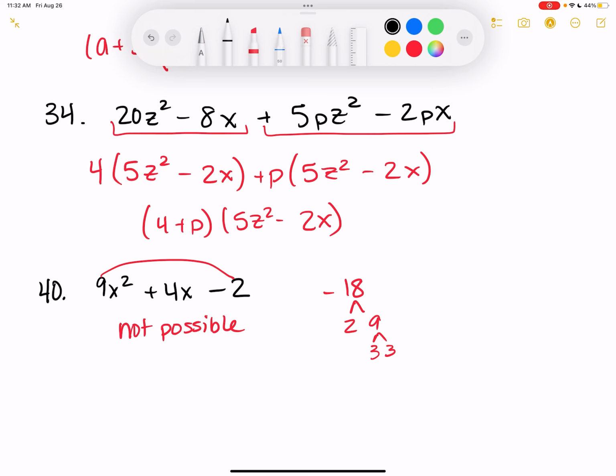Did you know it wasn't possible looking at it? Not initially, no. 42. I wouldn't have picked it if it was. This is what happens when I don't decide ahead of time which problems I want to do. 36x cubed plus 18x squared minus 4x.